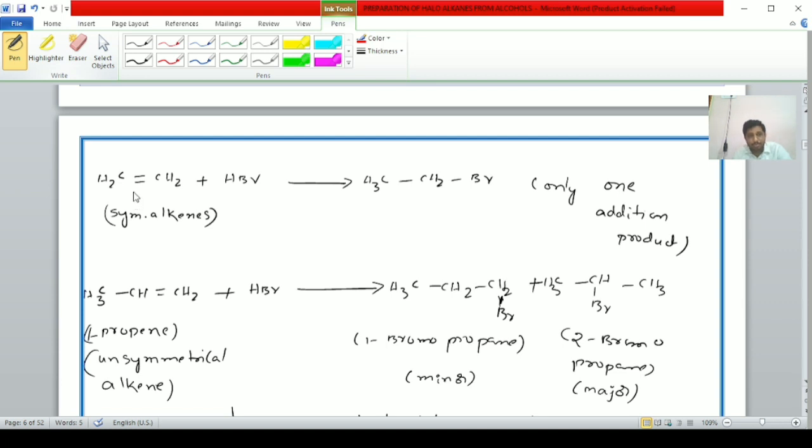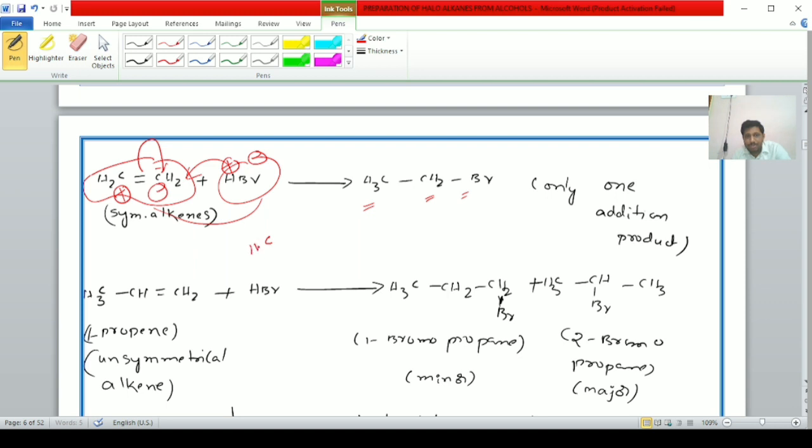CH2 double bond CH2 plus HBr, plus hydrogen bromide. It can form CH3 CH2Br. Only one addition product is formed. That is similar student. H plus and Br minus, this pi bond shifted toward this side, here positive charge, here negative charge, bromine is added here, hydrogen is added here.